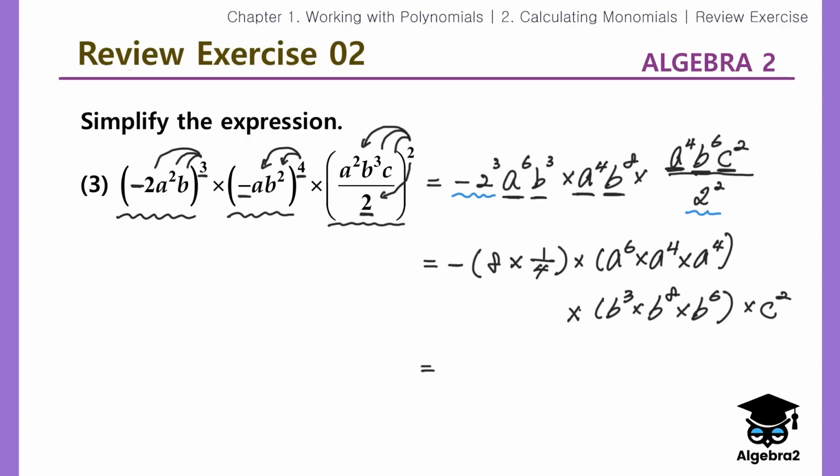So 4 times 1, 4 times 2. So that's just a negative 2. Negative 2. A, 6 plus 4, 10. 10 plus 4, 14. B, 3 plus 8, 11. 11 plus 6, that's a 17. And we have c squared. That's it.